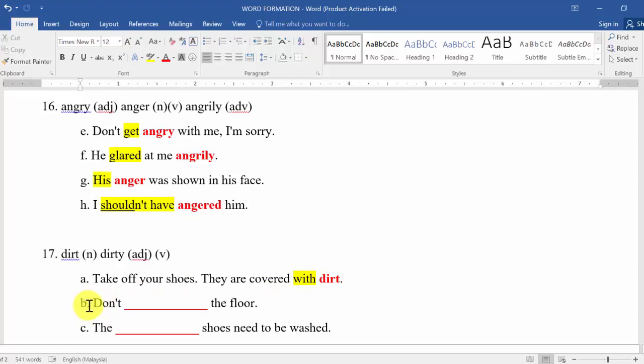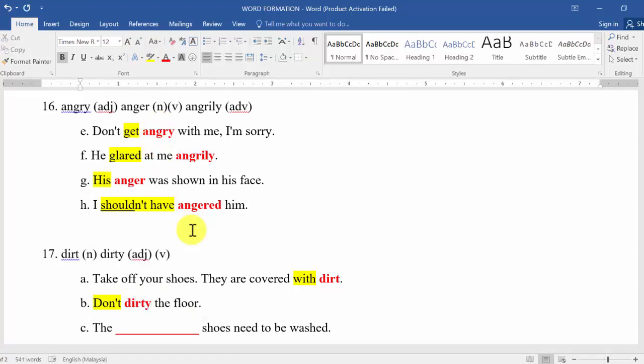Next one, B. Don't what the floor? Your keyword here is don't. When you see don't, the next word should be a verb. The word after don't should be an original verb. Don't dirty the floor. Do not do something. Do not eat in the class. Don't sleep in the class. After don't, it should be an original verb. So your answer is dirty. Don't dirty the floor. Dirty here is a verb.